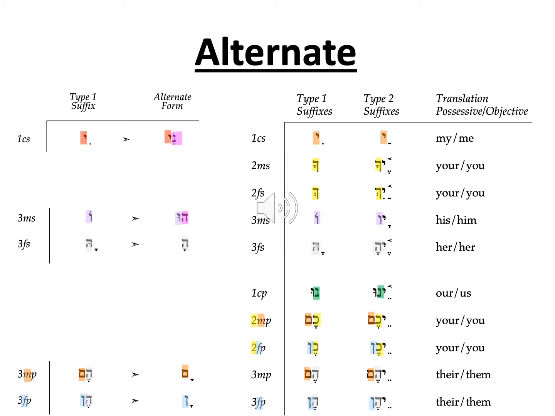Occasionally, the third-person feminine is not he with a mapik, but he kamets. The directive ending he and the feminine noun ending he are both kamets he.